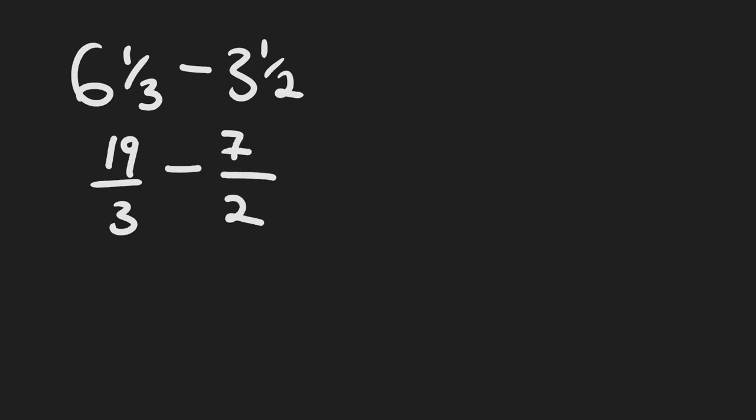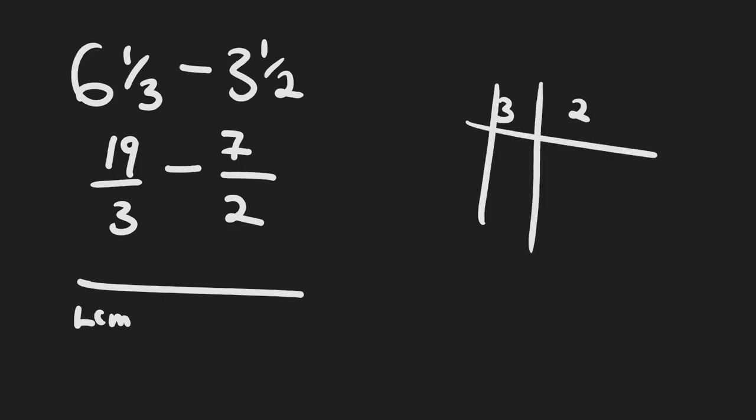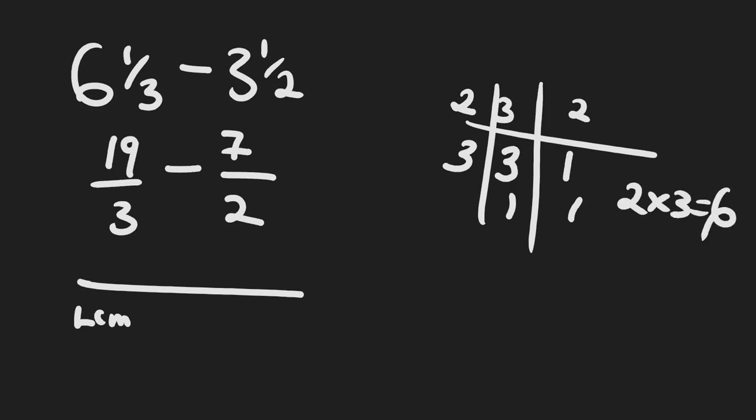Since the denominators are different, we're going to find the LCM. In finding the LCM, we have 3 and 2. So what can go? We have 2 here. 3 divided by 2 cannot go. Write the 3. 2 divided by 2 is 1. And the next one is 3, which is 1, 1. So 2 times 3 is 6. So the LCM here is going to be 6.